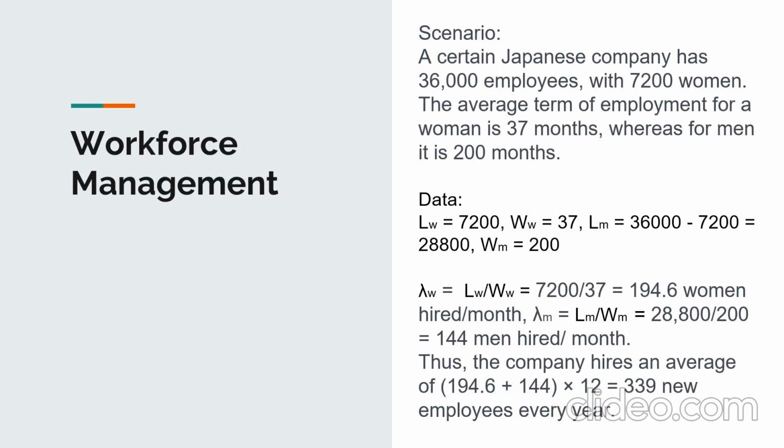Another application of Little's law is workforce management. A certain Japanese company has 36,000 employees with 7,200 women. The average term of employment for a woman is 37 months, whereas for men it is 200 months. L woman is directly given as 7,200. We can find L men as total employees minus women, which is 28,800.